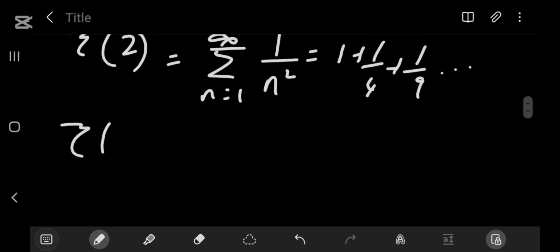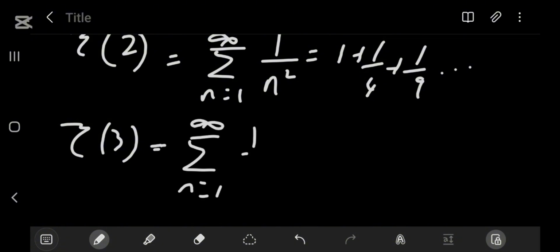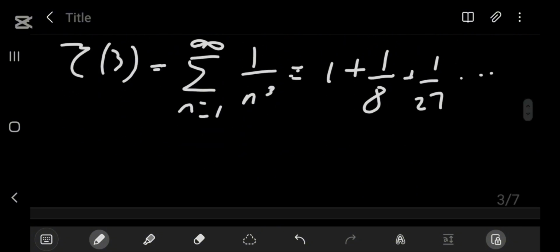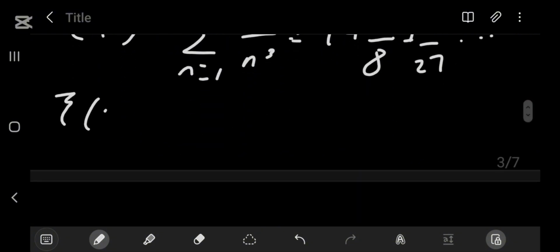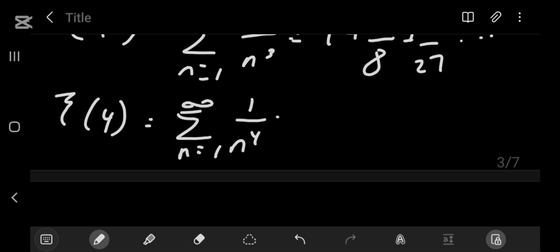And zeta of 3 is the same as that. This is what we know as Apéry's constant, the sum of 1 over n cubed. This is equal to 1 plus 1 over 8 plus 1 over 27, and it goes on. And we have zeta of 4, similarly, the sum of 1 over n to the power 4, which is equal to 1 over 1 to the power 4 plus 1 over 16, and it goes on.